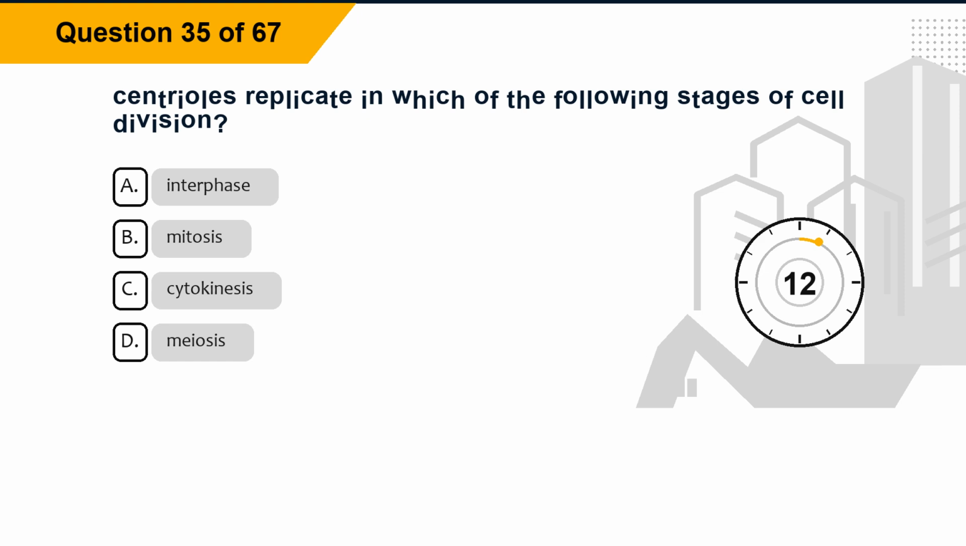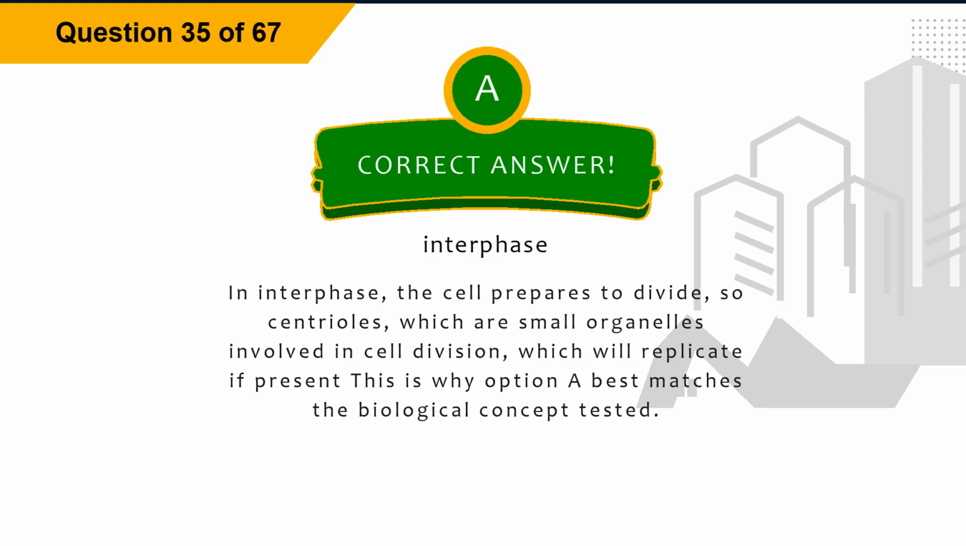Question 35. Centrioles replicate in which of the following stages of cell division? Option A, interphase. Option B, mitosis. Option C, cytokinesis. Option D, meiosis. The correct answer is option A, interphase. Explanation. In interphase, the cell prepares to divide, so centrioles, which are small organelles involved in cell division, will replicate if present. This is why option A best matches the biological concept tested.